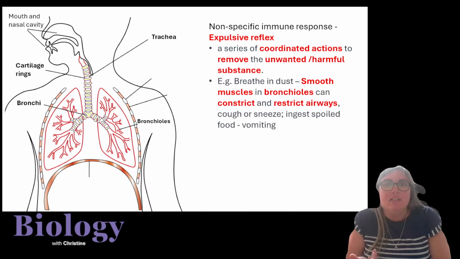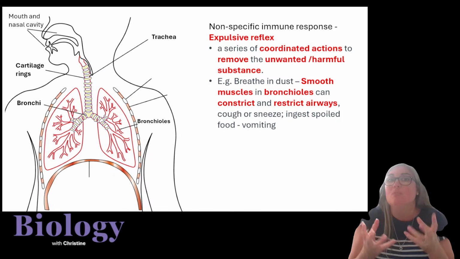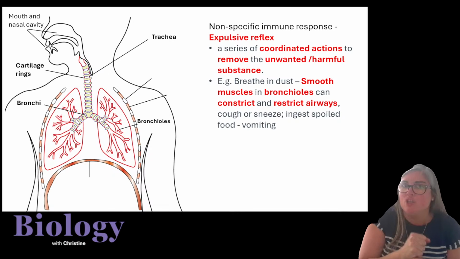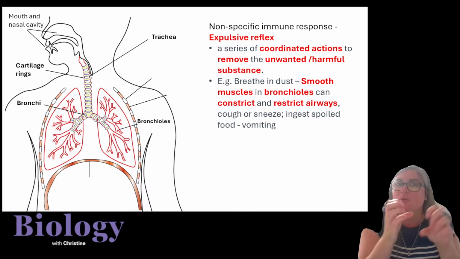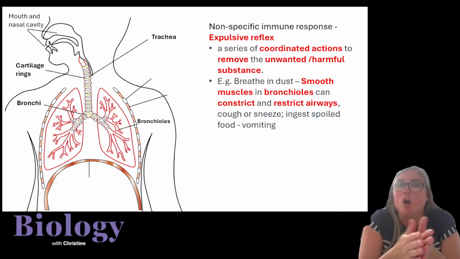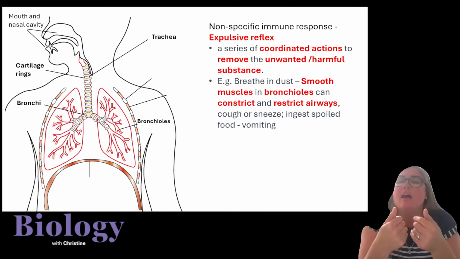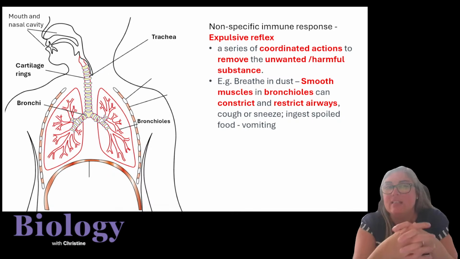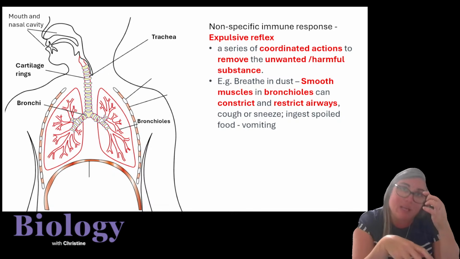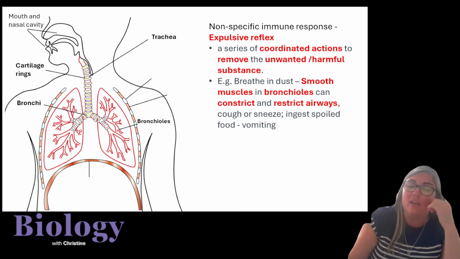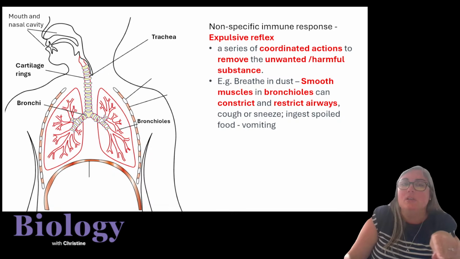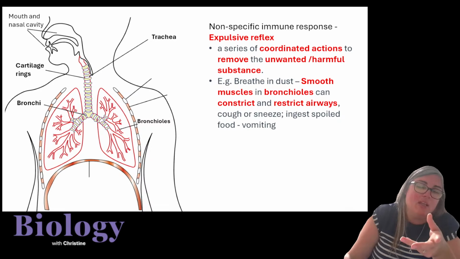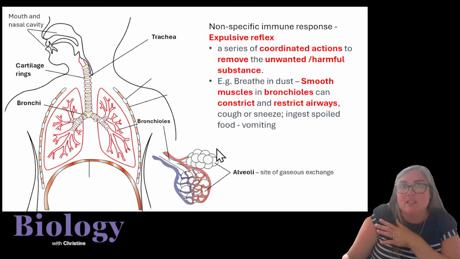So if I breathe in dust, I am then going to have my smooth muscles in the bronchioles constricting and restricting the airways. So the bronchioles constrict, that therefore stops as much of the airflow going in and therefore protects my lungs. If I need to cough or sneeze, if I've ingested something, these are all examples of the expulsive reflex. And again, it depends where they're going to ask a question on it, which paper, because it could be in the exchange system or it could be in the immune system.